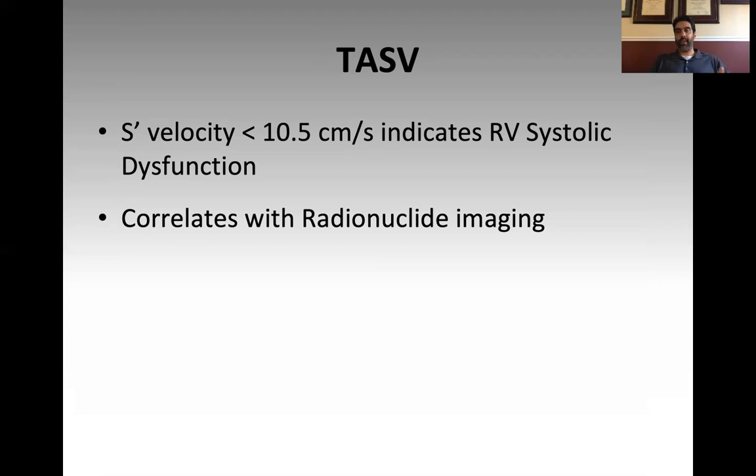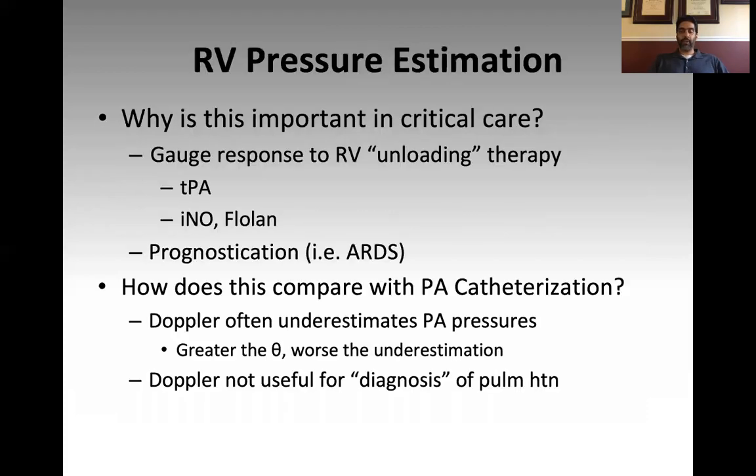You're looking for evidence of RV systolic dysfunction. And this number correlates with radionuclide imaging derived ejection fractions of the RV. So an S prime velocity of less than 10.5 or less than 11 indicates RV dysfunction. Okay. So another modality to get an idea of what the RV systolic function is. Okay. So that's RV function.